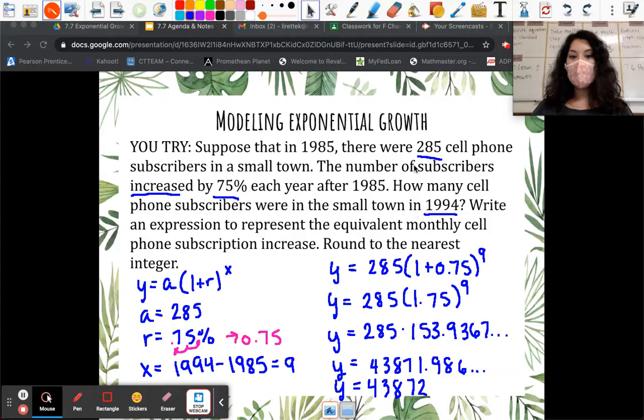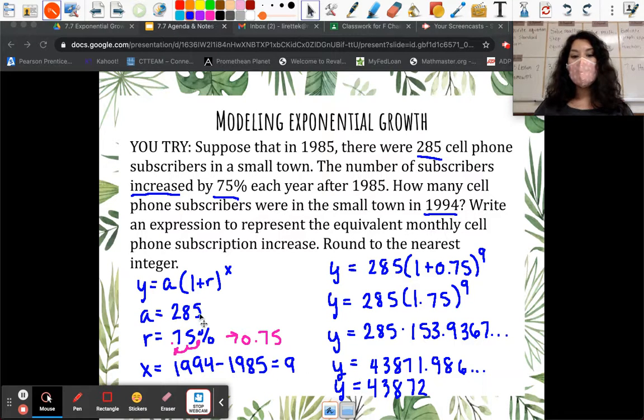Again, I know that it's growth because in the problem, it's saying that the number of subscribers is increasing. So I want to use this formula. And then the starting value, which we're saying is in 1985, that was 285 cell phone subscribers. The growth rate is 75%. If I express it as a decimal, it's 0.75. And then we want to know how many subscribers there were in 1994. So I need to figure out what my x value is, what my time intervals are. To figure out my time interval, I just subtract the years, and that's going to give me 9. There are 9 time intervals, 9 years.